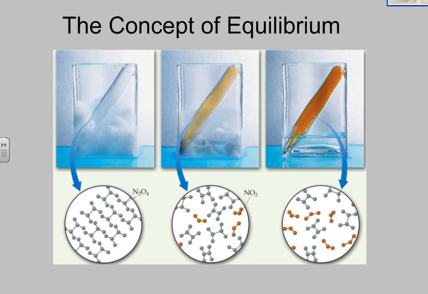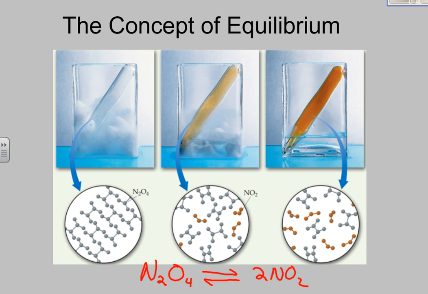To start with, the concept of equilibrium basically just means that most of the time we think of reactions happening in one direction. Well, the reality is that most reactions can happen in both directions. So in the pictures that we have here, we have an equilibrium that's established between the N2O4 producing NO2 and the NO2 reacting backward to produce N2O4.